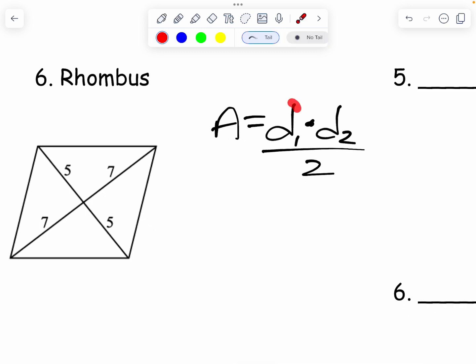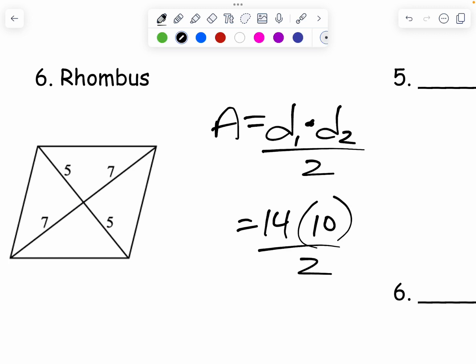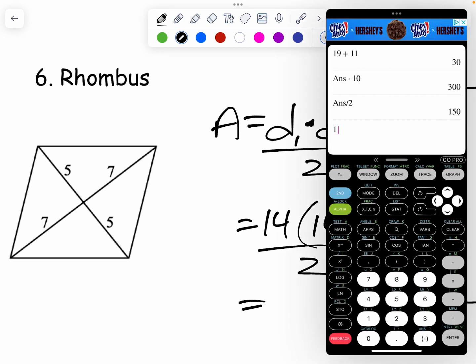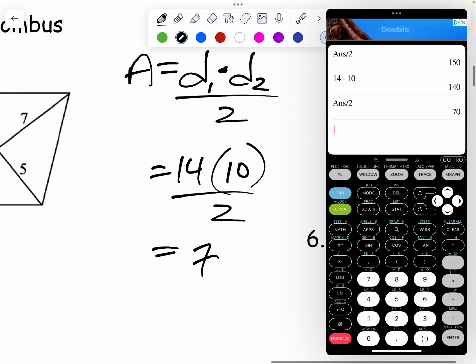The D1 diagonal, that refers to from one corner to the next corner. So what do you do with both of those 7s? You add them together to get 14. The other diagonal goes from this corner to this corner. That's literally what the word diagonal means. So what do we do with both of those 5s? We add them and get 10 and divide by 2. And so when I take 14 times 10 and I divide it by 2, I get 70.